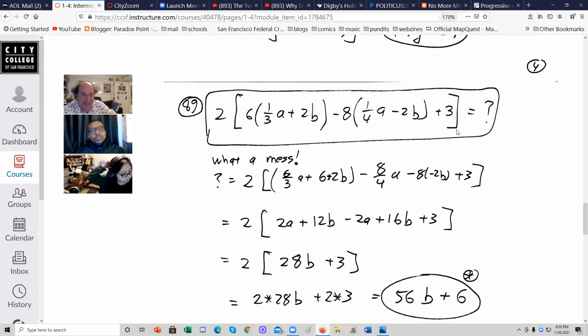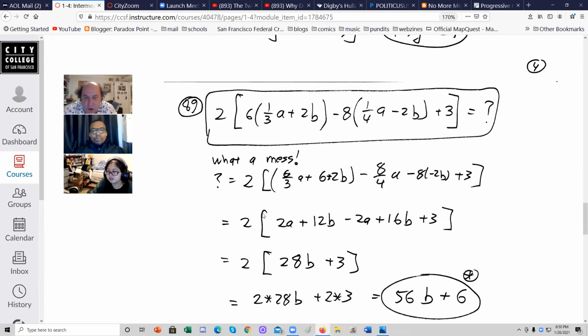Oh boy. Okay, the first thing to do is distribute the 6 over this parenthesis and the 8 over this parenthesis. So this becomes 6/3 a plus 6 times 2b. This becomes minus 8/4 a. Watch out about the negative sign: minus 8 times negative 2b. And then that plus 3, all inside brackets, all times 2. 6/3 is 2a plus 12b. So far, so good. Minus 8/4 a is minus 2a. Minus 8 times negative 2 is positive 16, so 16b plus 3.